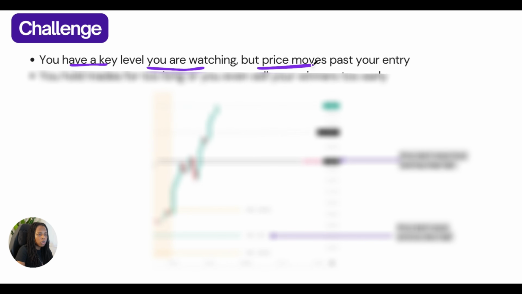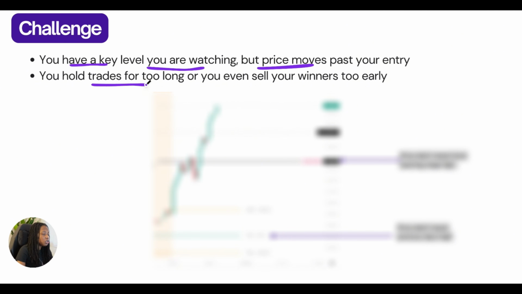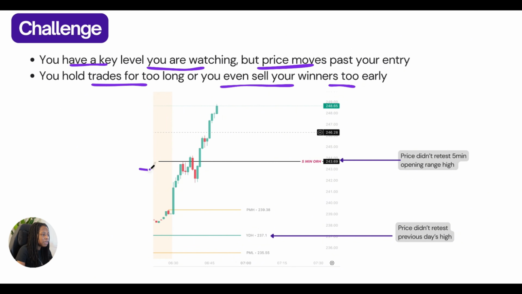The price moves past your entry and you're not able to enter where you plan to take the trade, or you hold your trades for too long, or even sell your winners too early. Now, in the image right here, you can see that as the market opens, there's strong buying. And if you're someone like me that likes to trade the previous day's high, break and retest, it did not come back to retest that level.